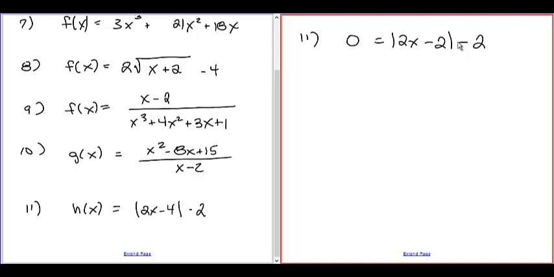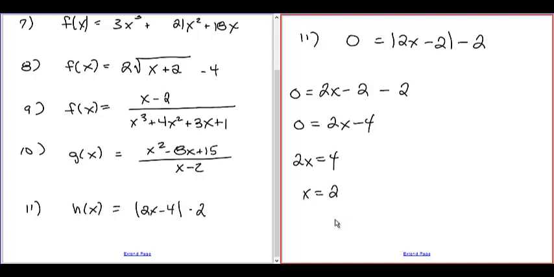Now the question is, what do we do with the absolute value? Well, the way you do it is you go 2 different paths. Let's see if this works out or not. One way is you just make everything positive. So we just take the absolute value signs off. So then you get 0 is 2x minus 4. 2x equals 4. So if this goes to the other side, it becomes positive. Divide both sides by 2, you get x equals 2. Okay, so that's one of them.